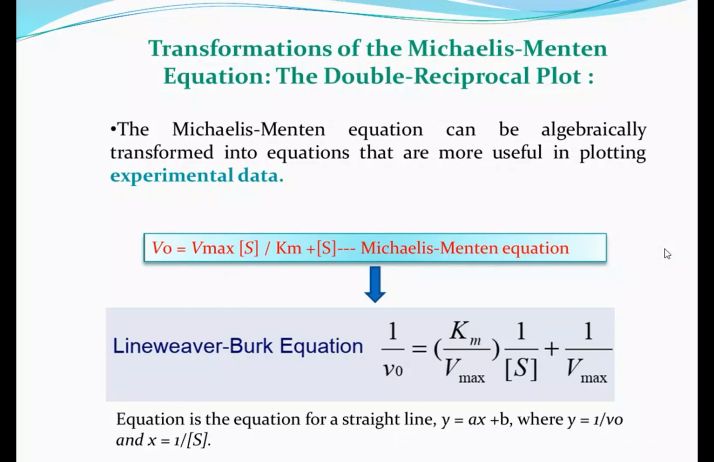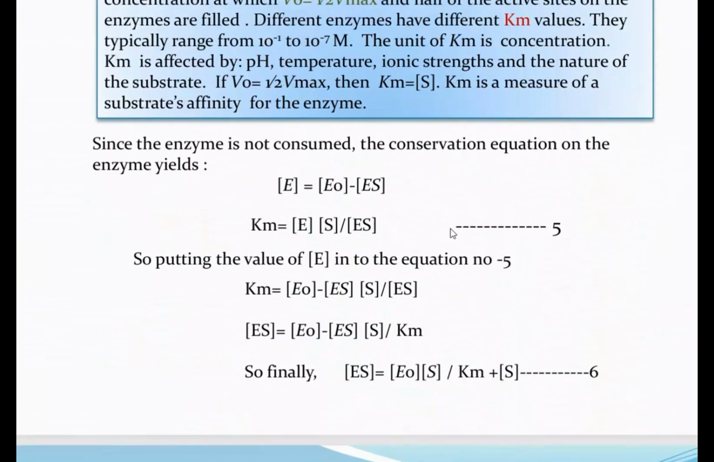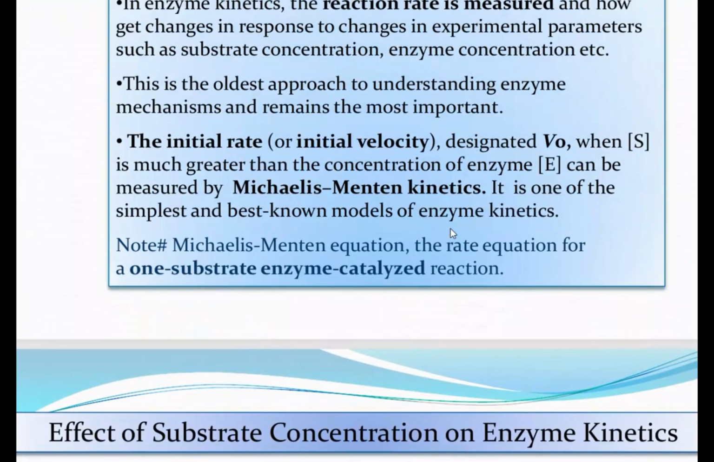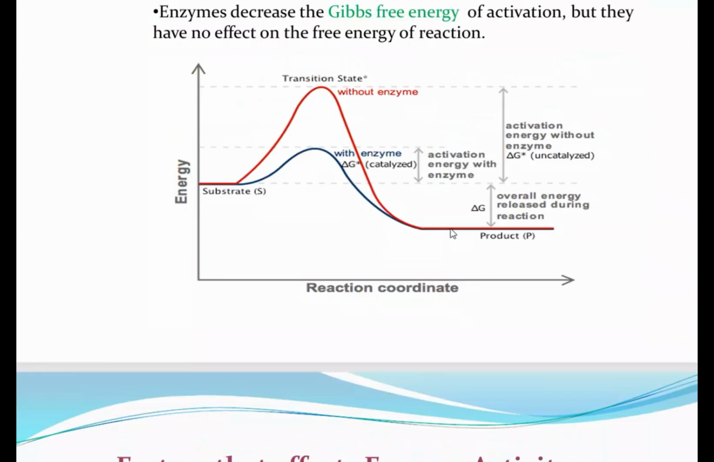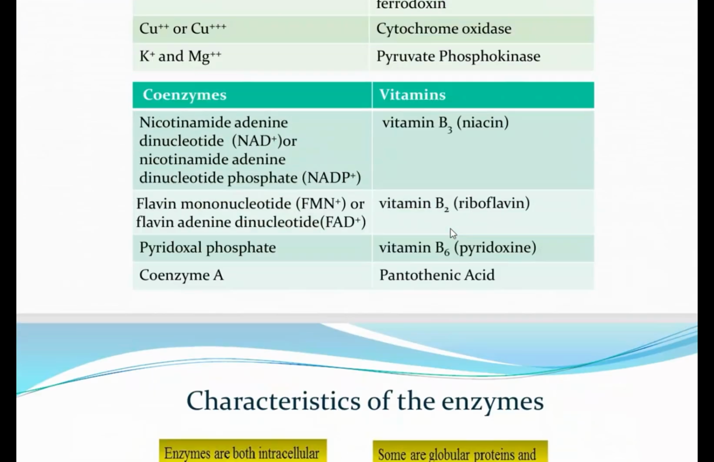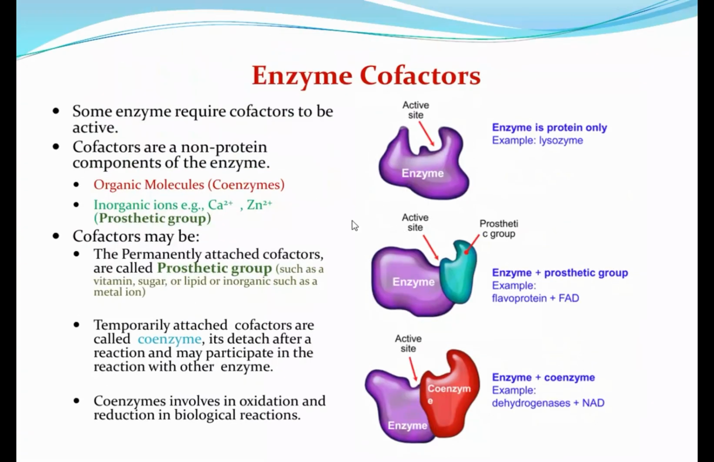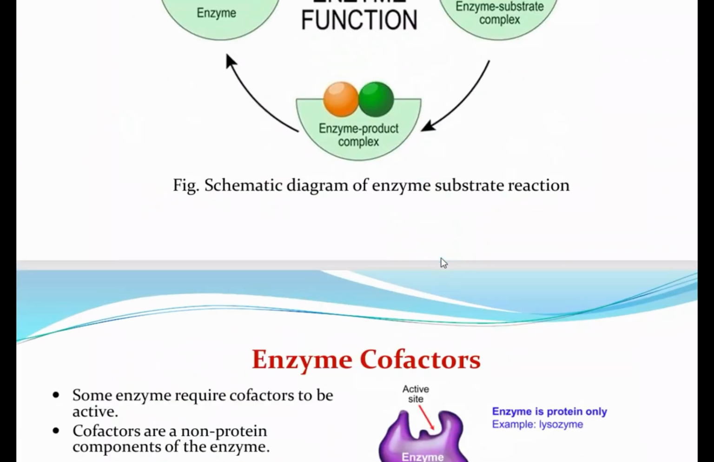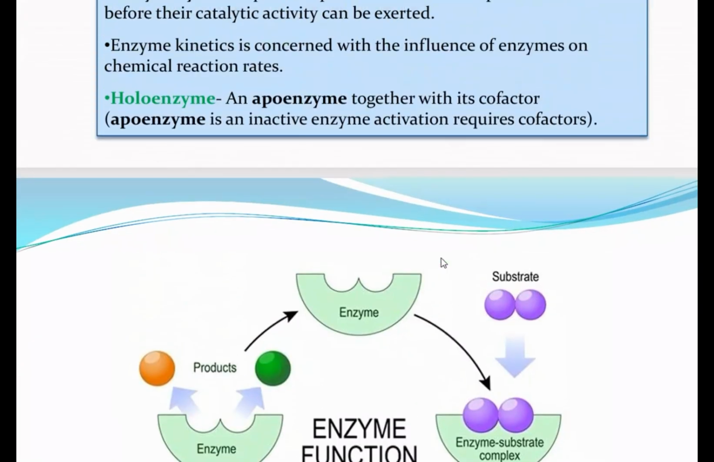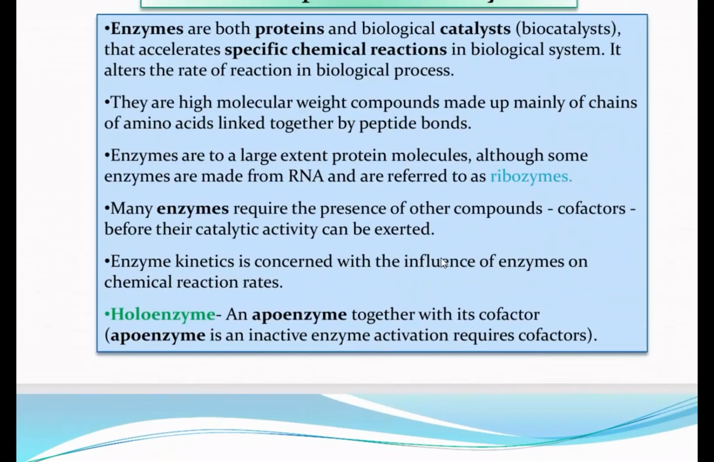So students, we have already covered how the double reciprocal plot can be derived from the Michaelis-Menten equation. We have also discussed the important characteristic features of enzyme kinetics, what coenzymes are, the difference between coenzymes and cofactors, what types of inorganic or organic substances are called coenzymes and cofactors, and the basic concept of enzymes that we discussed in these lectures.